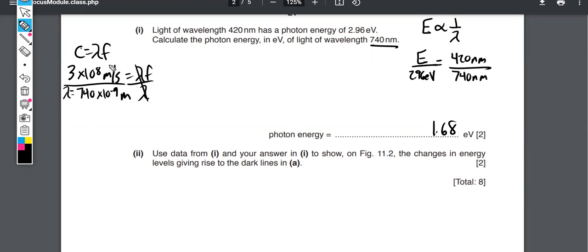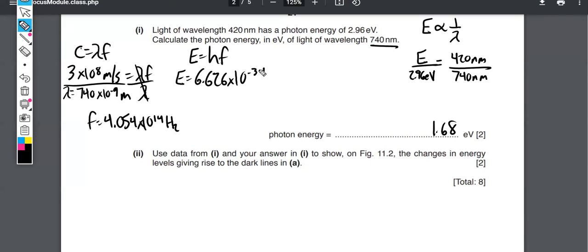3 × 10⁸ divided by 740 × 10⁻⁹ gives a frequency of 4.054 × 10⁻⁴ hertz, or reciprocal seconds. We can then use the Einstein relation. The energy of a photon is equal to Planck's constant times frequency to calculate the energy, right? Which is kind of what we want, but keep in mind this is going to be in joules of energy. So we'll say the energy equals Planck's constant, 6.626 × 10⁻³⁴.